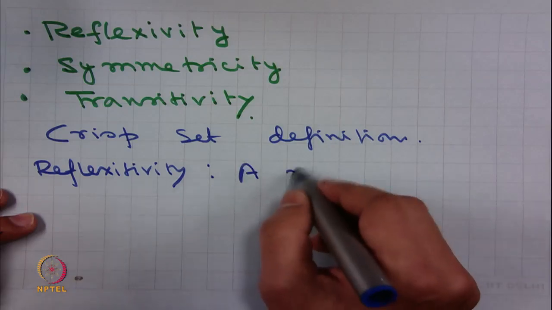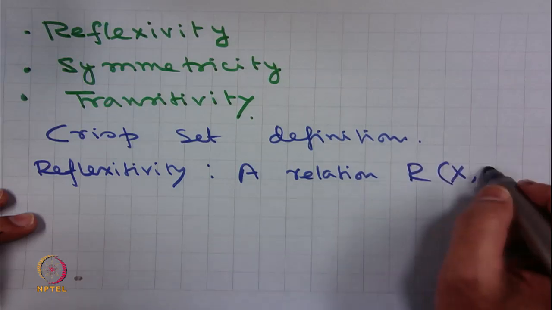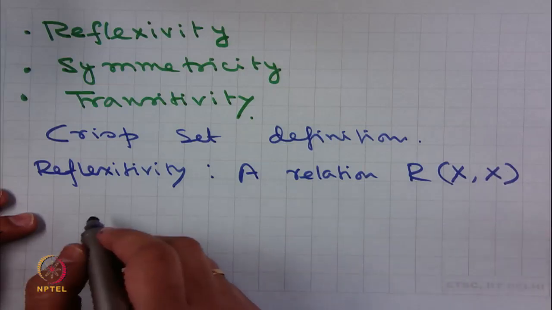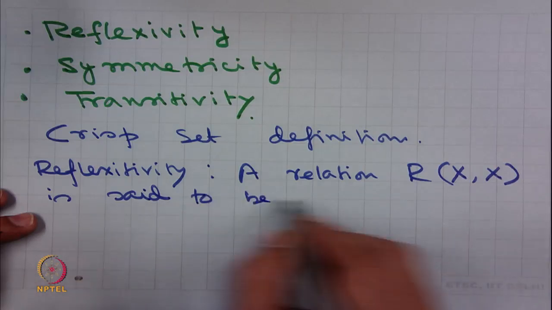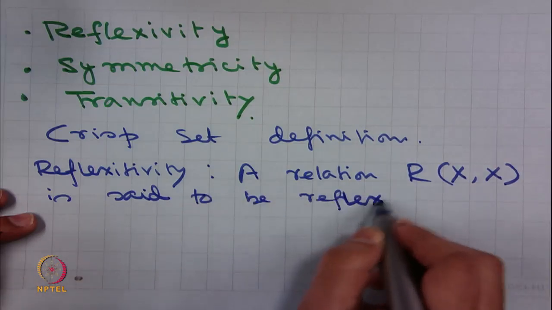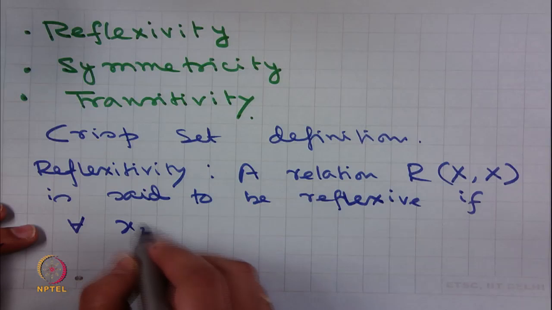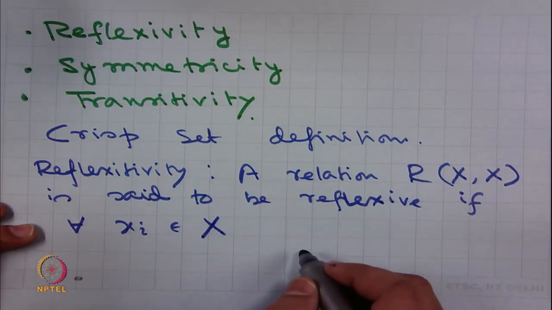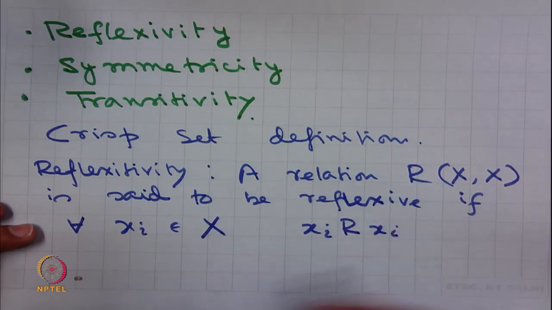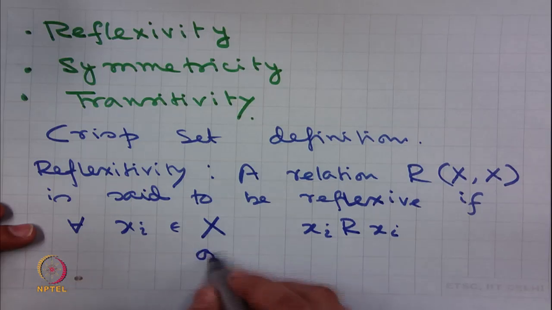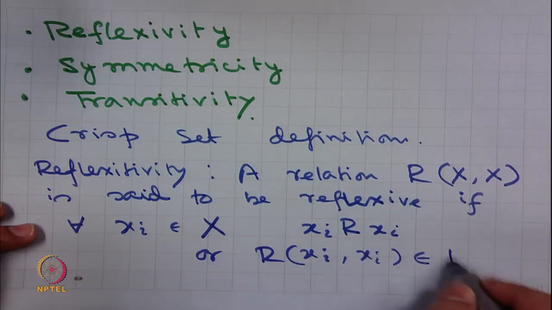A relation between the same set X is said to be reflexive if for all x_i belonging to X, x_i is related to itself, or (x_i, x_i) belongs to R.